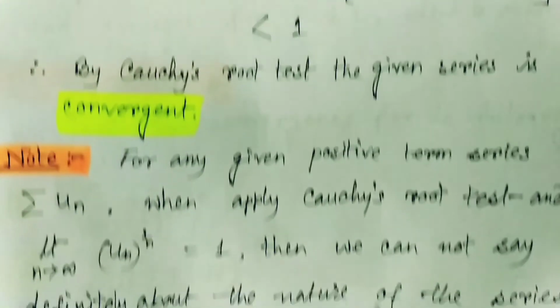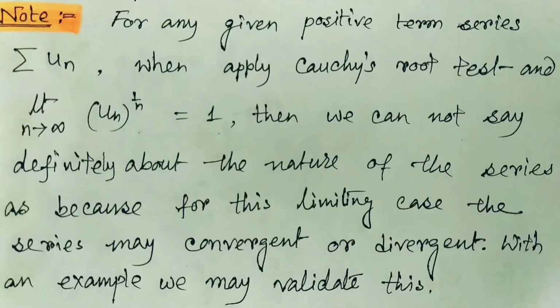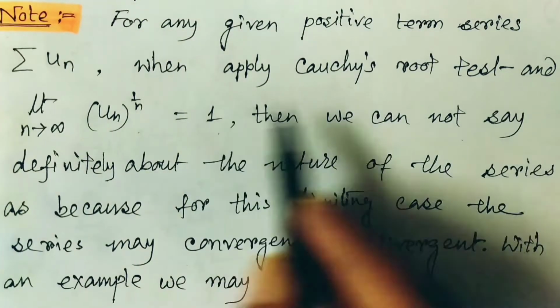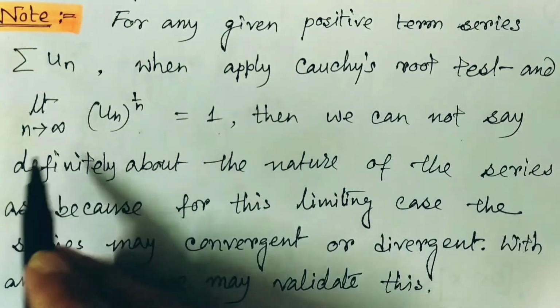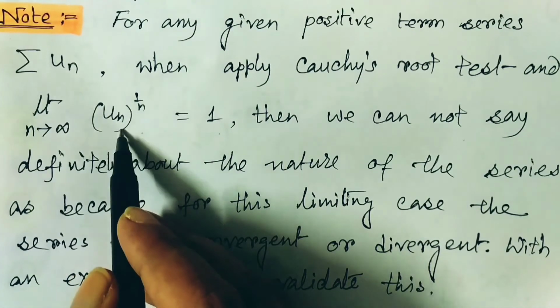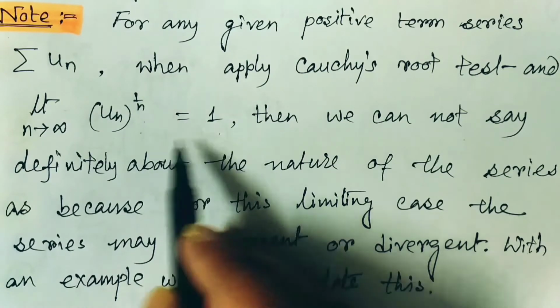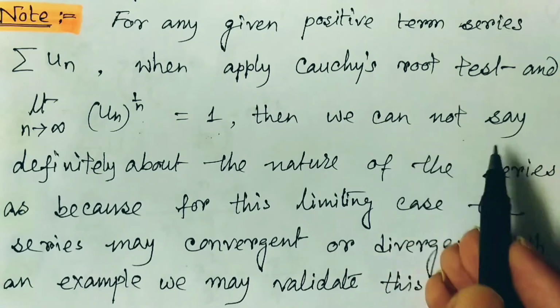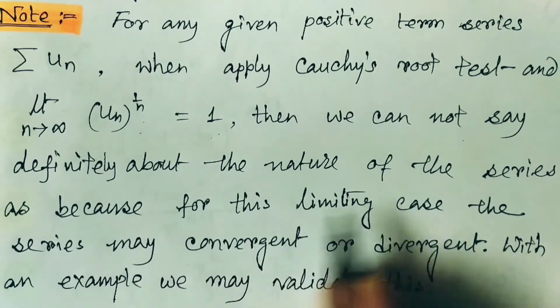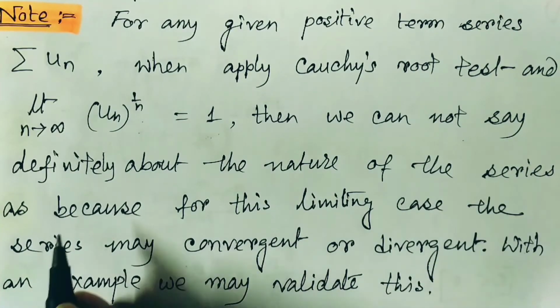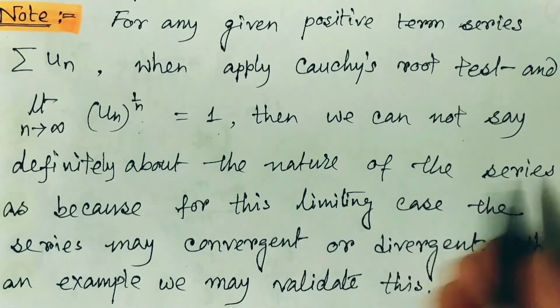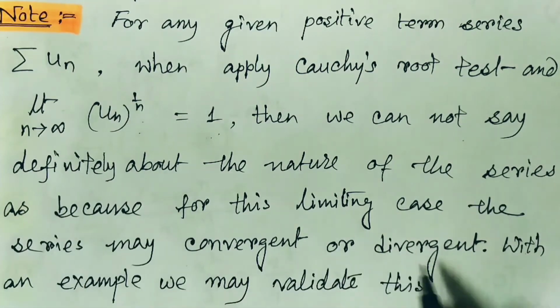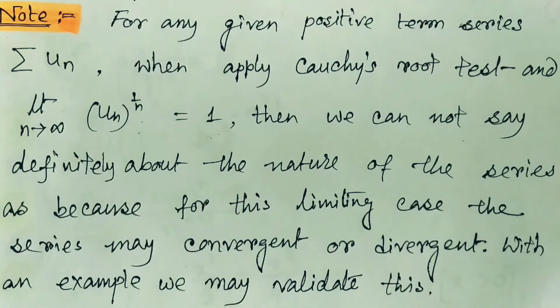Here you should note that for any given positive term series, when we apply Cauchy's root test and the limit as n tends to infinity of un to the power 1 upon n is equal to exactly 1, then we cannot say definitely about the nature of the series, whether it is divergent or convergent. That is because for this limiting case, the series may be convergent or divergent. With an example, we are going to validate this.